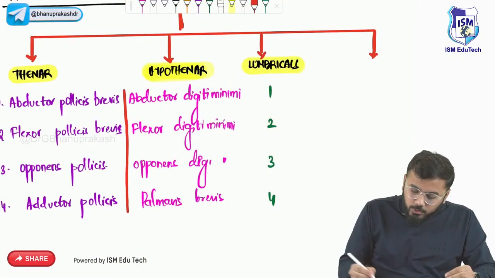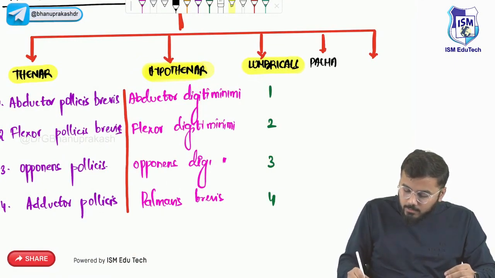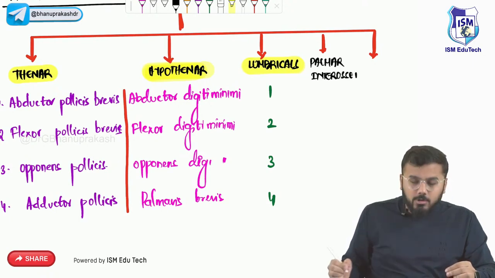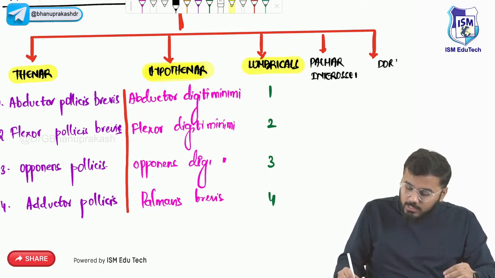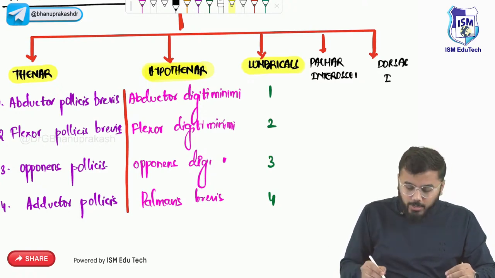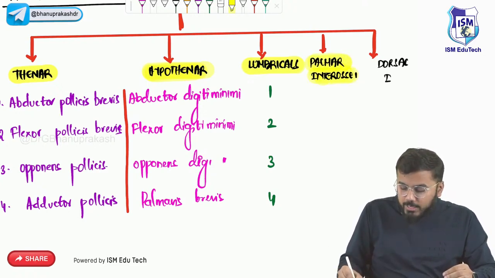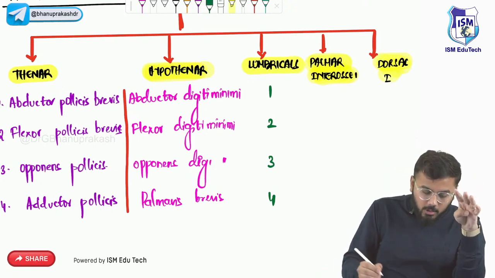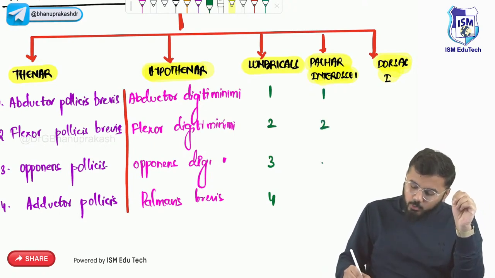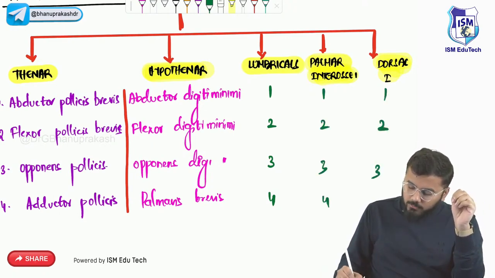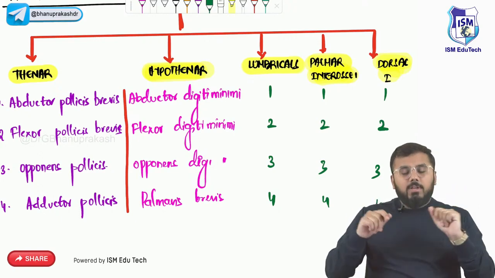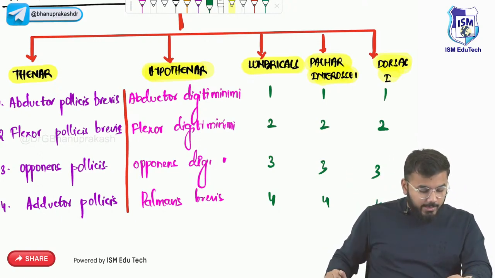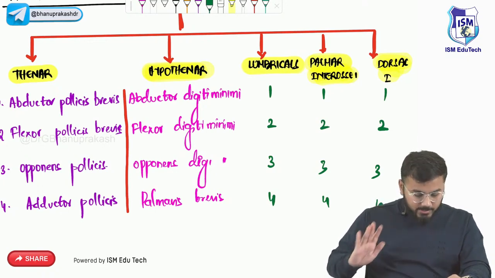So you call it palmar interossei. Next, you also call it dorsal interossei. So two groups of muscles: palmar interossei as well as dorsal interossei. Again, how many palmar and how many dorsal interossei do we have? 1, 2, 3, 4. 1, 2, 3, 4. That's it. We are done with the muscles of the hand. Clear? I will be telling you about each and every muscle right now.